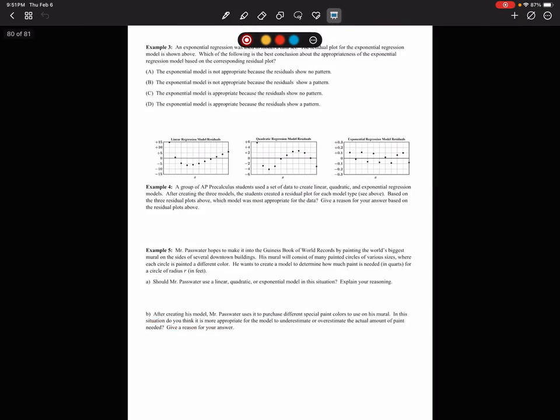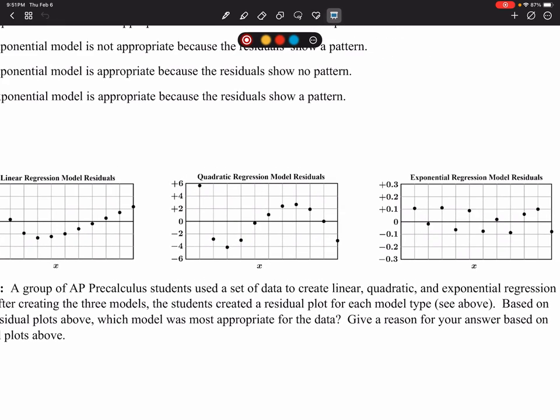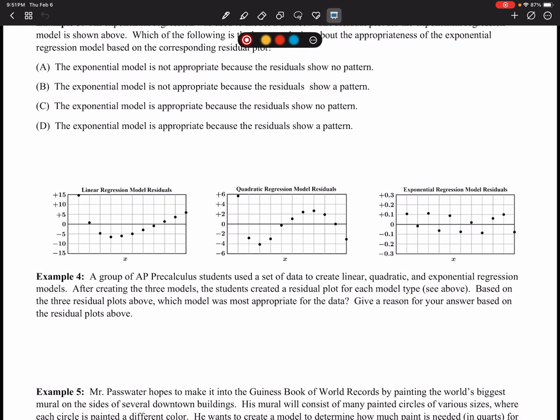So let me show you a model that is a clear pattern. Out of these three, which ones look like the model is a clear pattern? Think about it. Okay, this right here, clear pattern. This right here, very nice pattern. This right here, very scattered, no pattern. So remember, when there's a clear pattern, the model that you chose is not appropriate.